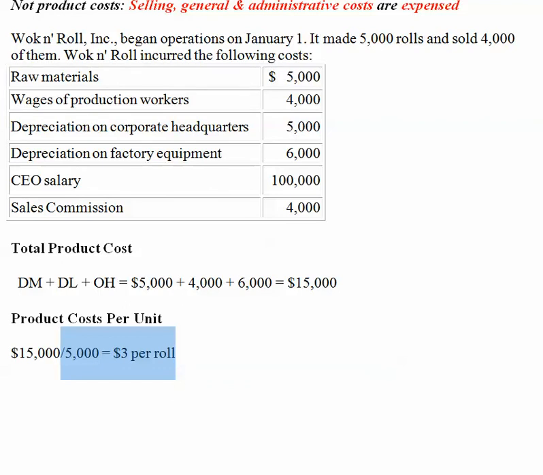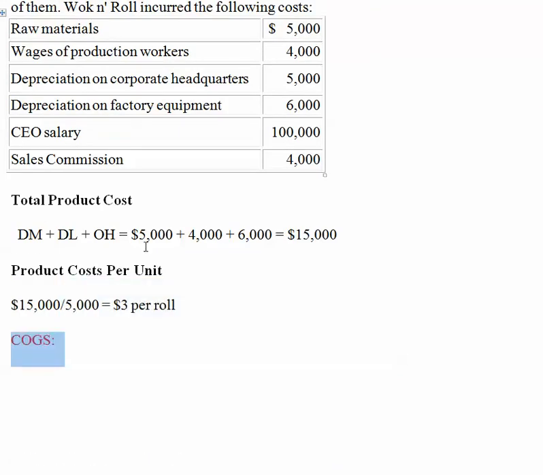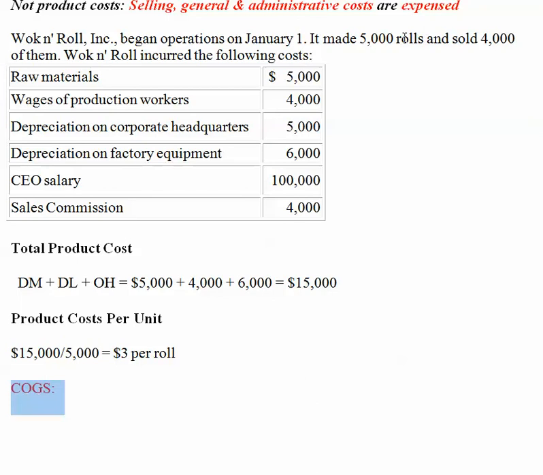Now, as far as what are some of the things we would do with that, we're going to figure out cost of goods sold, and that's the amount that will be on the income statement. Well, we know it's $3 per roll. What we then have to know is, okay, well, how many units, or in this case rolls, were sold, and it tells us 4,000. So our cost of goods sold would be the $3 per roll times the 4,000 rolls, or $12,000, and that'll be expensed.